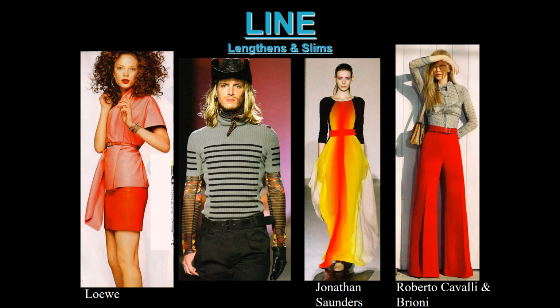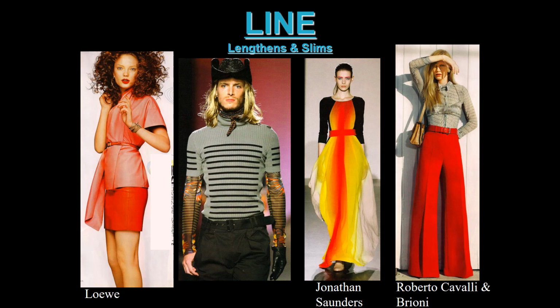Here are a few more examples of how we could lengthen or slim a garment or a body with a garment. So here you can see on the far left in the all red garment, that use of all one color helps us unify this idea of one line. Her pose even helps lengthen and slim as well. The gentleman's garment, that use of multiple horizontal lines really moves our eye up and downward. So we're creating that lengthening and slimming effect at the central torso.